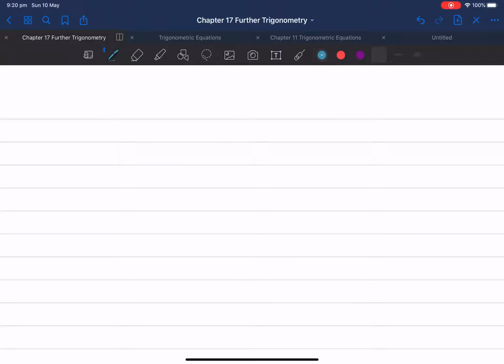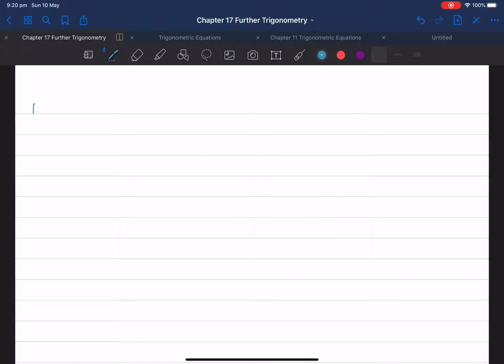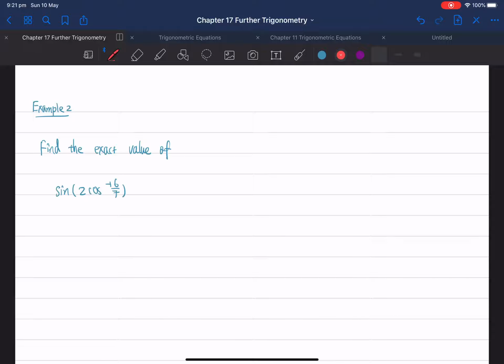All right, so another trig question could be something like this. Example 2. Very similar to the one we did last time. Find the exact value of sine of 2 cosine inverse 6 over 7. And the question asks you to find the exact value. All right, so how do we do this? The first step here, remember last time we did this before, but in terms of a compound format, this time we just let theta equal cosine inverse 6 over 7.